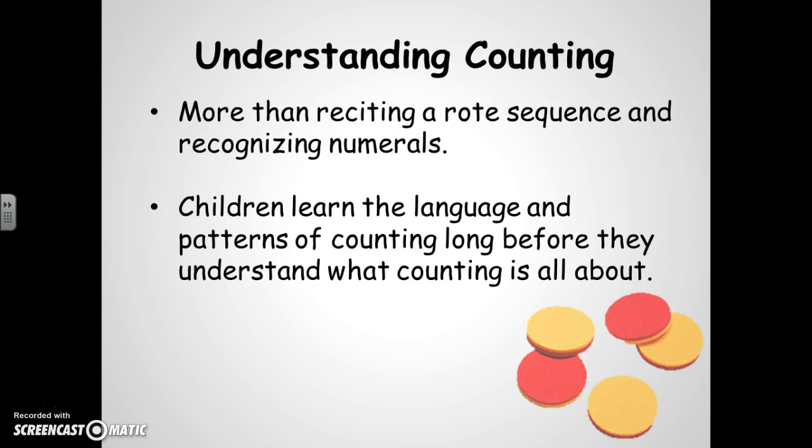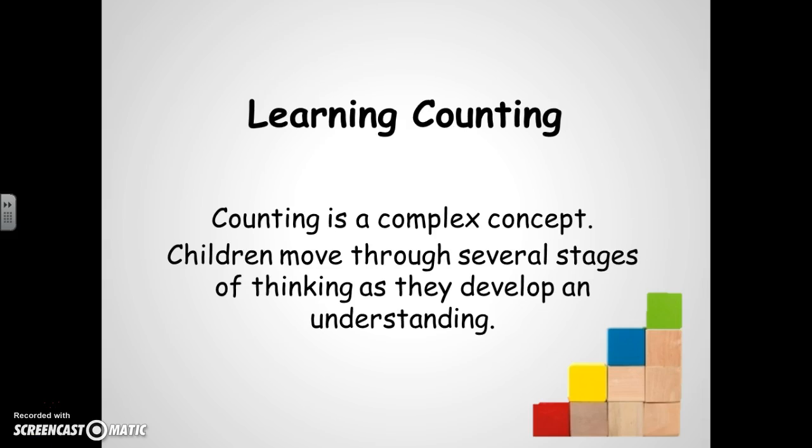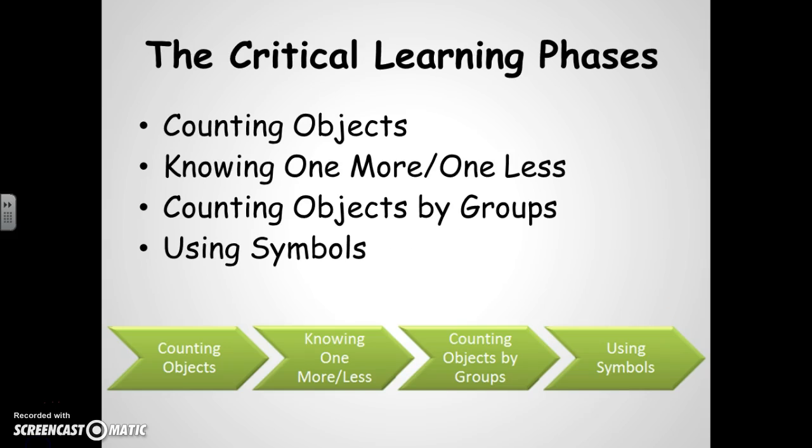Counting is much more than reciting a rote sequence of numbers that has been memorized. The patterns and language of counting are learned way before a thorough understanding of counting is established. Counting is a complex concept, and there are several stages of thinking that students go through in order to develop a strong understanding. These stages are outlined in Chapter 1 as the critical learning phases, and there are 4 for understanding counting: counting objects, knowing one more, one less, counting objects by group, and using symbols.